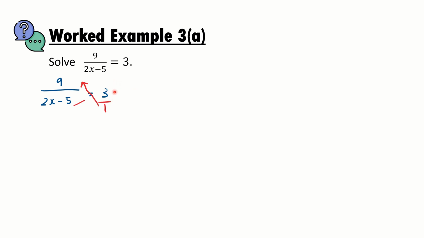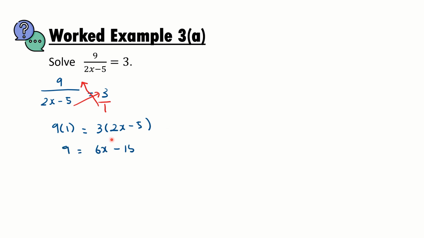over 1, and that helps us to go about doing our cross multiplication, whereby I can take this 9 to multiply with the 1 and this 3 to multiply with the 2x minus 5. And that leads us to the next step, which is 9 times 1 equals to 3 times 2x minus 5. So 9 times 1 is none other than just 9 itself.